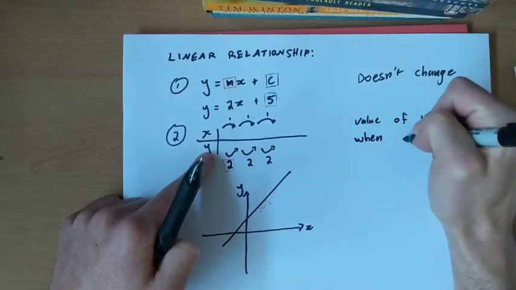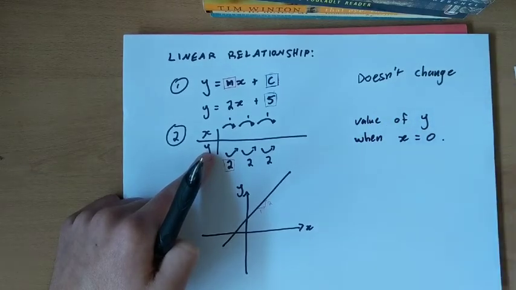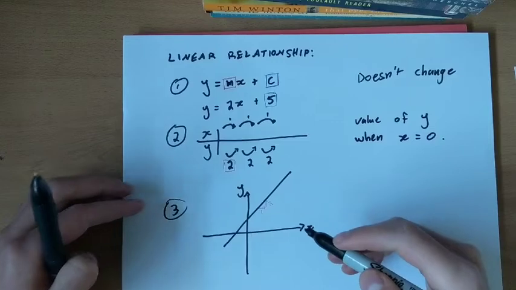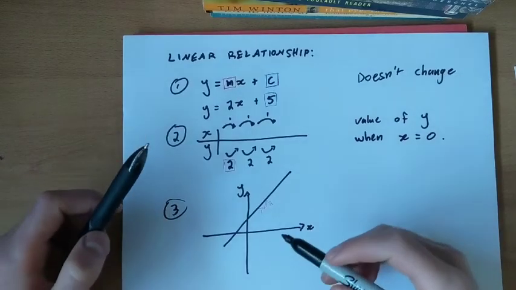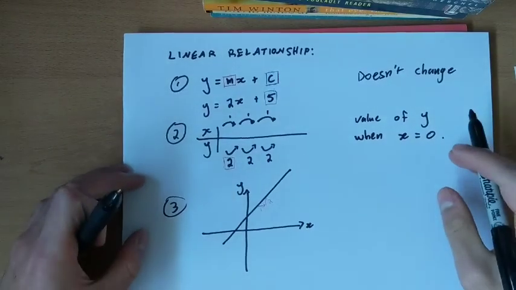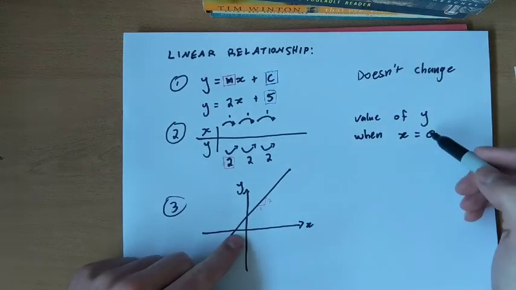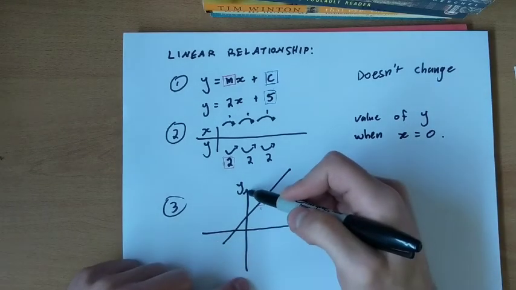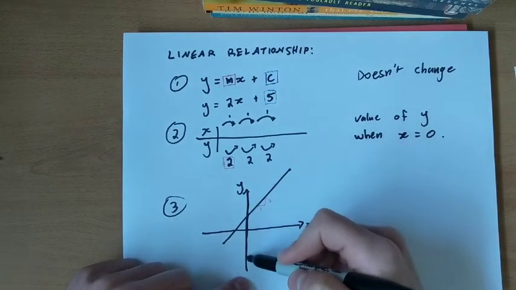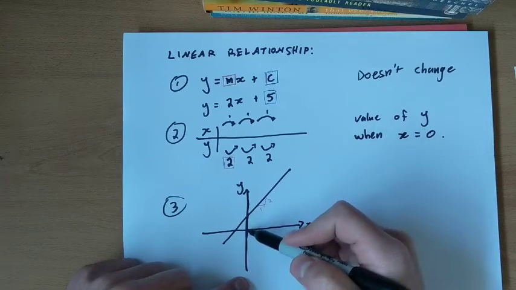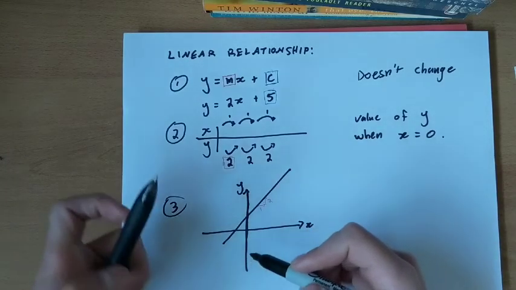when x equals 0. And if I jump down to my graph, I'm going to apply this understanding here: when x equals 0, well, this whole line here has the value x equals 0. And this whole line here is the y-intercept.